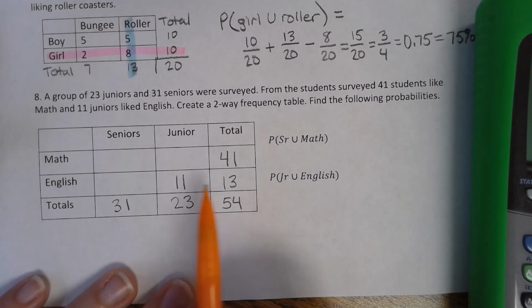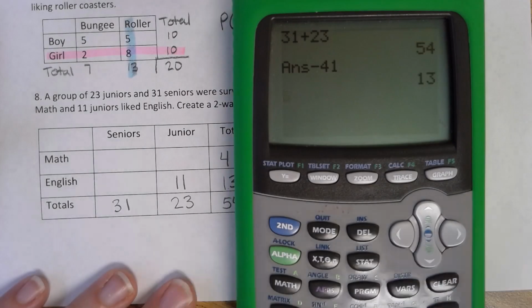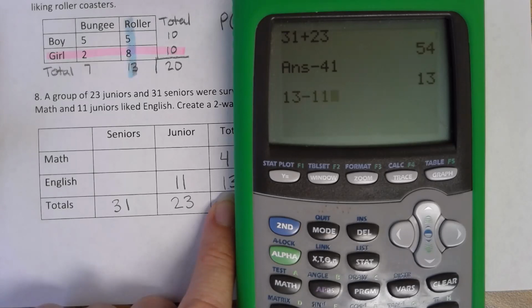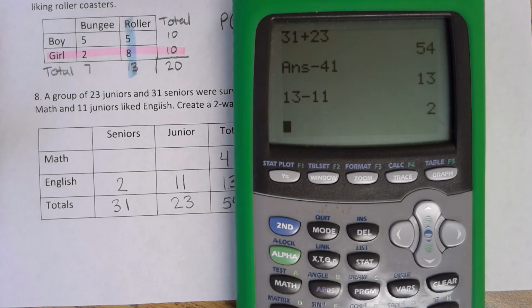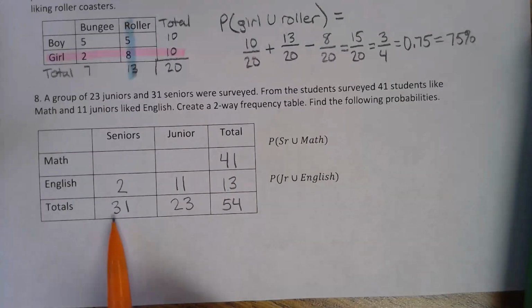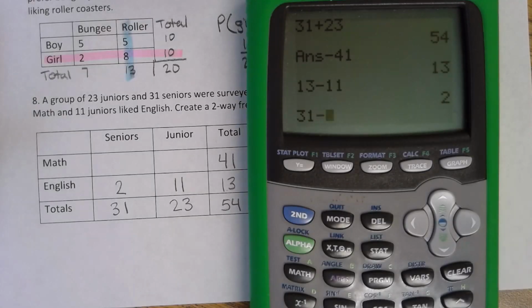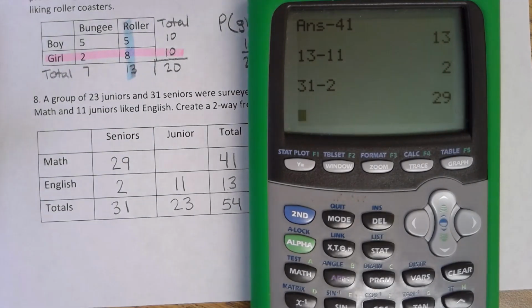So with that number, we can now find how many seniors responded to liking English. Since we know 11 of the juniors did, 13 take away those 11. We'll have 2 of those seniors. Then since we know the totals of the senior and junior columns, we can figure out how many of those responded to math. So 31, if you take away 2, that gives us the 29. And then 23, take away the 11, gives us 12.